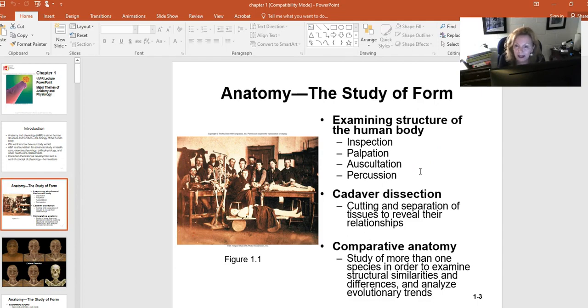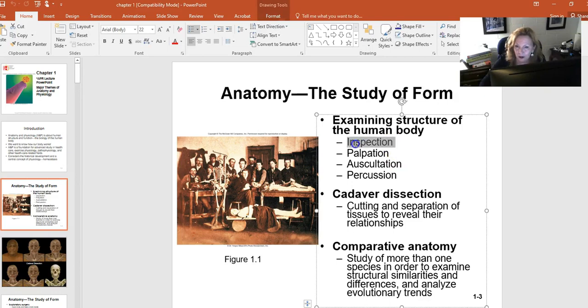So in examining form and structure, we certainly want to inspect, so we want to pay attention to what we can actually see. So we definitely do detailed inspections, but we also sometimes are going to touch. So palpation means to touch. Sometimes we're going to need to listen. Auscultation means listening. Percussion is actually a combination of palpation and auscultation. In percussion, we're sometimes tapping on structures and listening for echoes to see if maybe an organ is filled with fluid or maybe it is actually hollow. So percussion is kind of a combination of both palpation and auscultation.